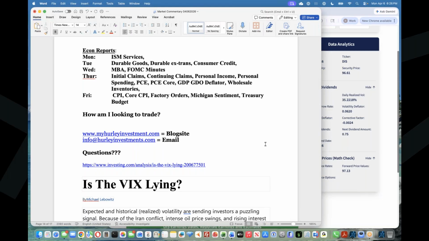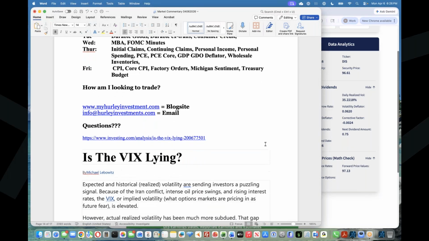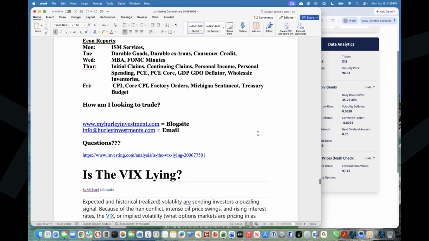CPI is coming out on Friday. That's another thing that they do look at, and we'll get all those numbers. So those Wednesday, Thursday, and Friday could all be big things.